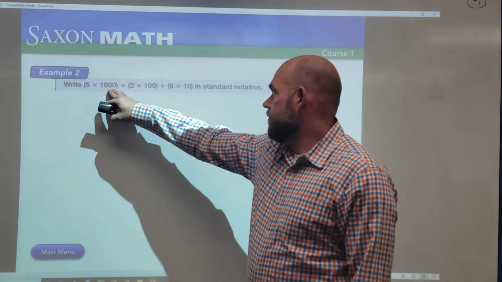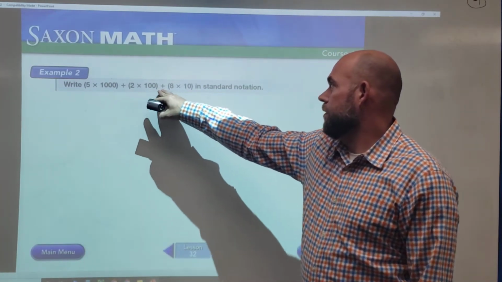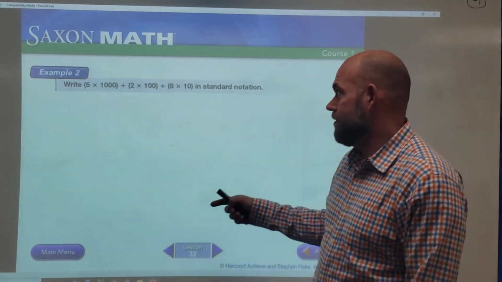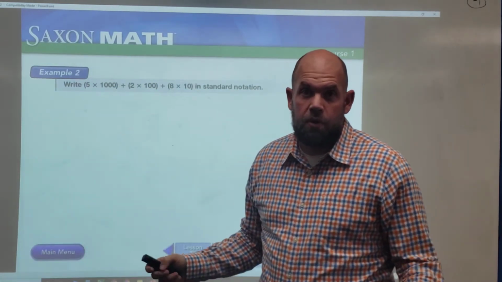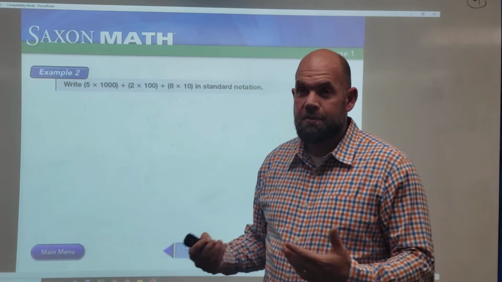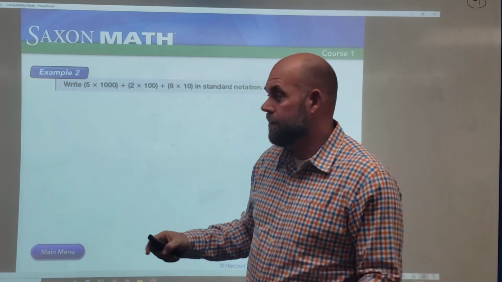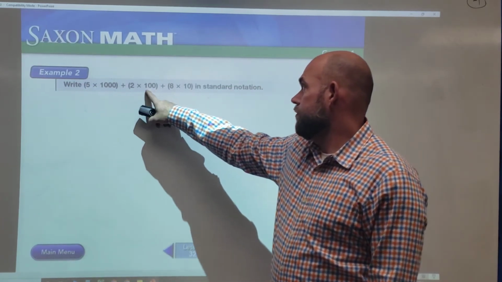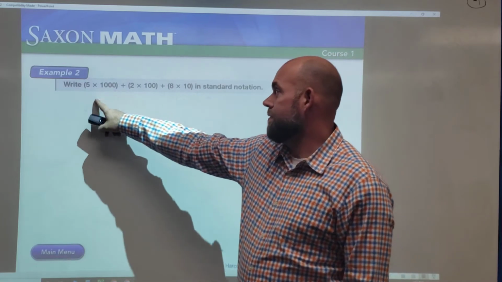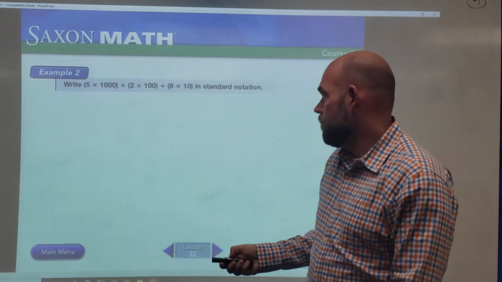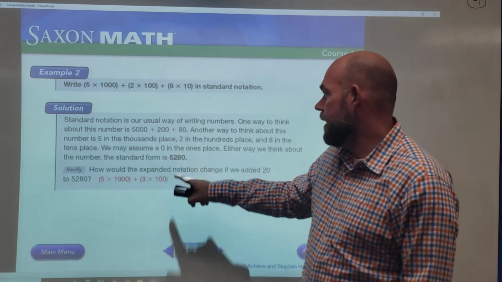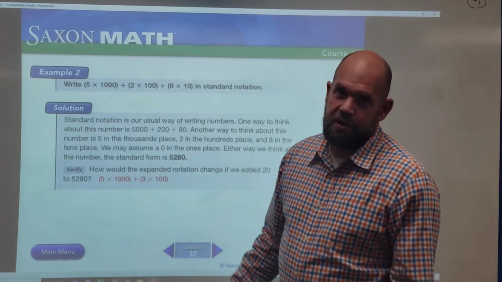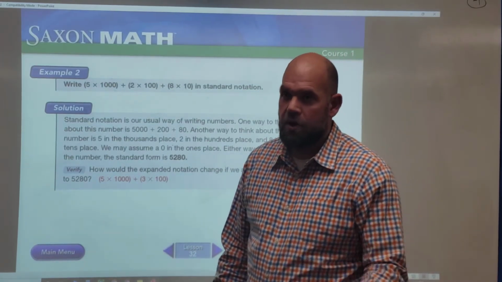Write 5 times 1,000 plus 2 times 100 plus 8 times 10 in standard notation. All we're doing here is solving, so we're just doing this as a math problem. Of course, in math, we use the order of operations first, which in PEMDAS, parentheses, exponents, that's our first thing to do. So we're looking at parentheses first. 5 times 1,000 is 5,000, 2 times 100 is 200, and 8 times 10 is 80, so it's going to be 5,280. Pretty easy, that's our standard notation, 5,280. How would that change if we added another 20? Well, then it'd just be 5 times 1,000 and 3 times 100, because 80 plus 20 more is another 100.